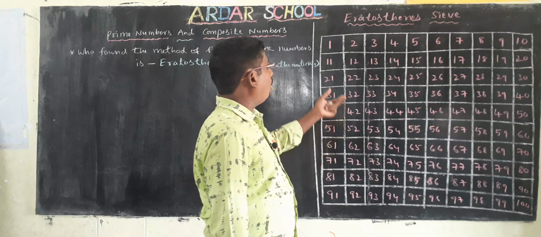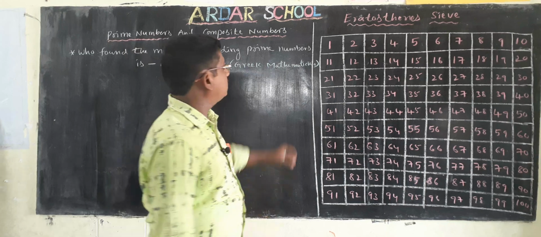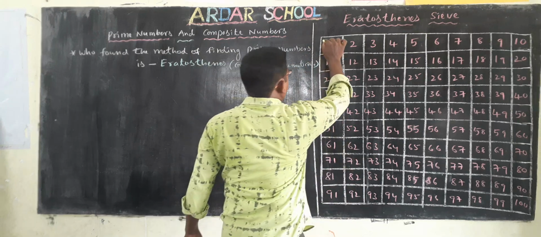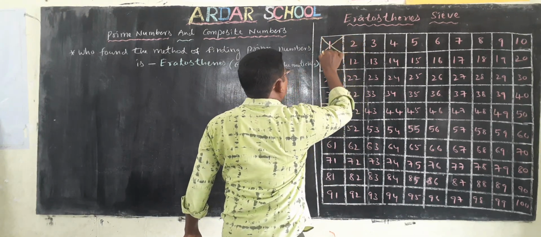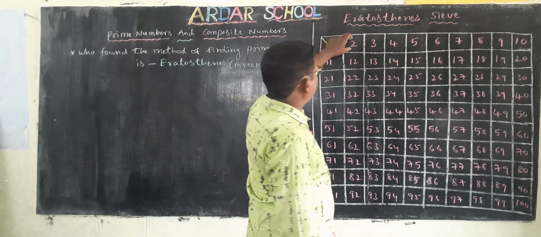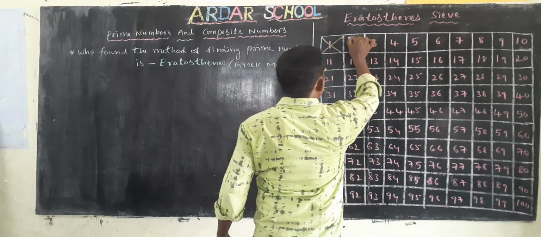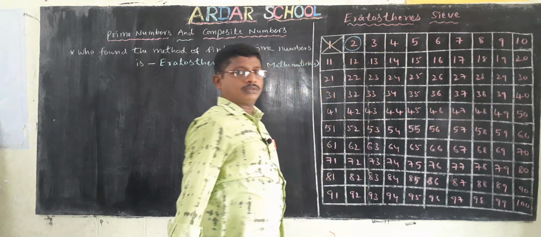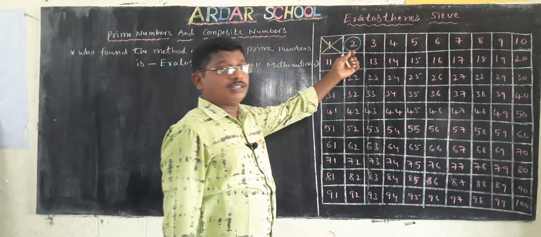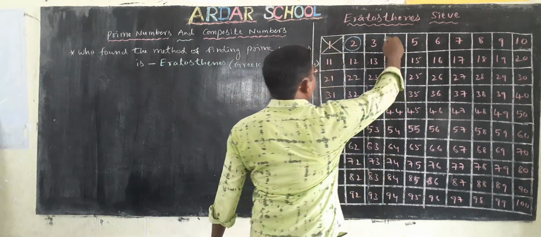Now I have to find the prime numbers between 1 to 100. We know that 1 is neither prime nor composite, so cross it. The next number is 2. Circle 2, then cross the multiples of 2.